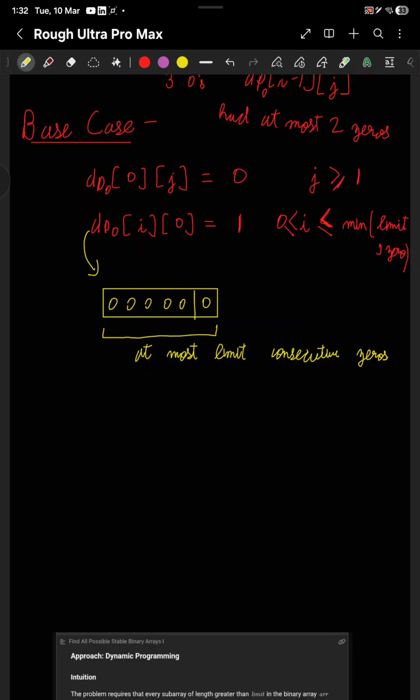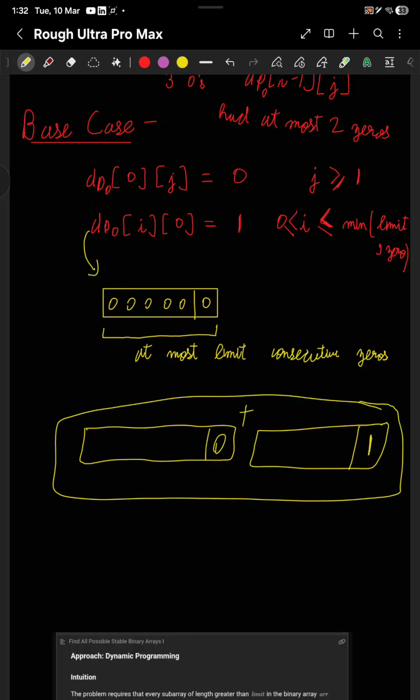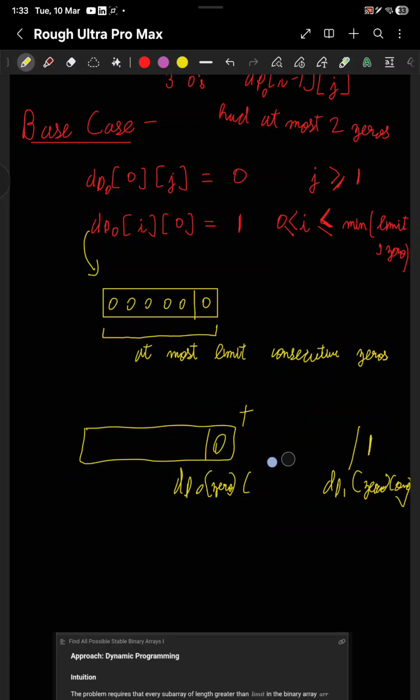What would be the final answer? The final answer would be all valid subarrays that are ending with 0 plus all valid subarrays that are ending with 1. So dp of 0 of i, j, not i, j, that would be 0 comma 1... I mean dp of 0 of zero, one, plus dp of 1 of 0, 1. So this would be our final answer, and that's it.